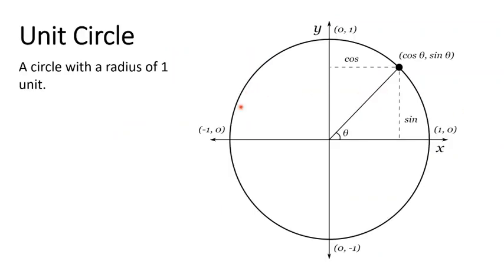So this is the unit circle. The definition of a unit circle is a circle with a radius of 1 unit. That's why it is called a unit circle. If we take a look at the figure, the circle is on the Cartesian plane. Since we're going to identify certain coordinates, the unit circle should be on the Cartesian plane.